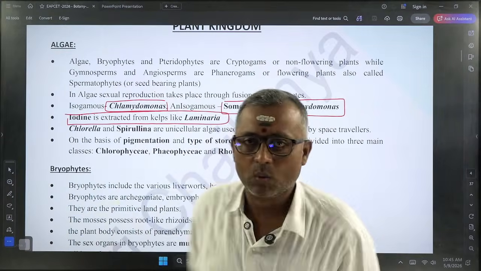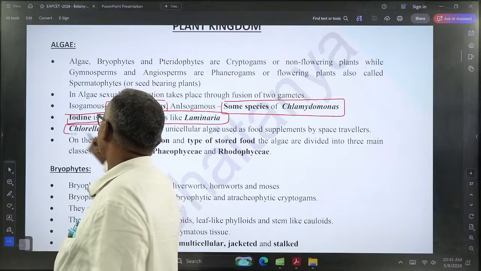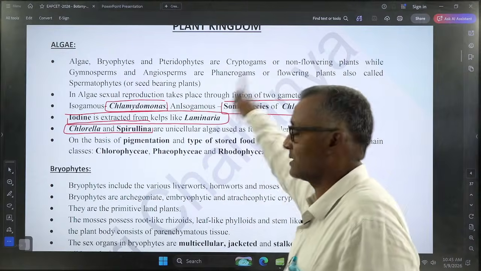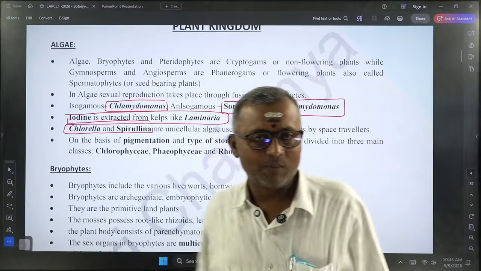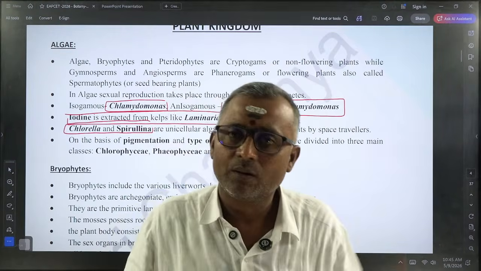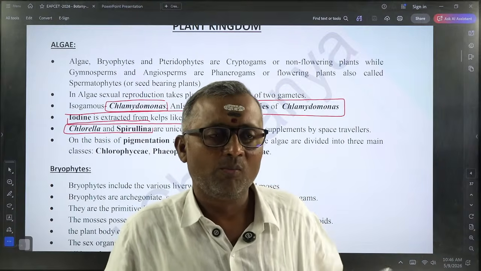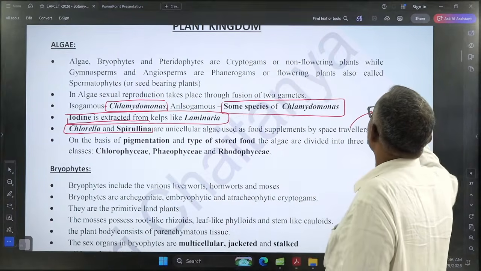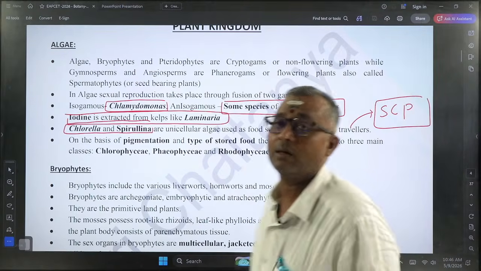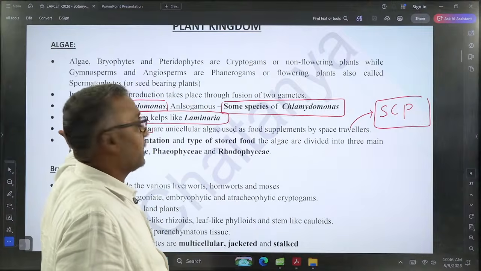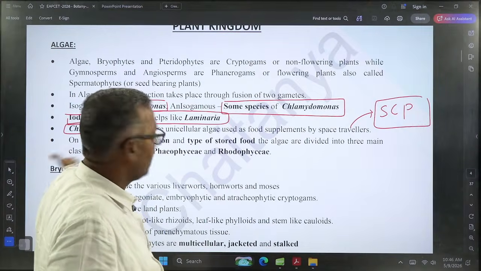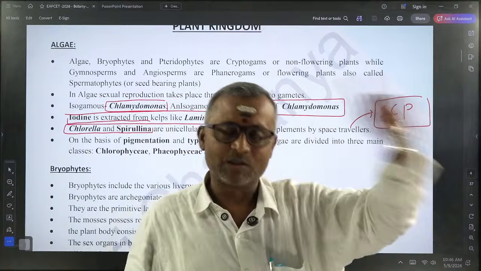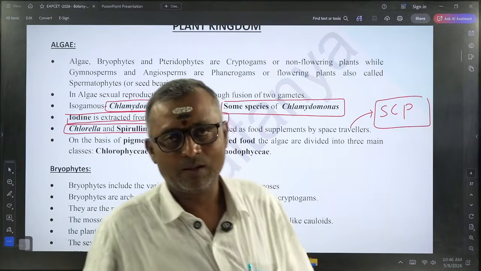Then you also know that Chlorella as well as Spirulina. Spirulina must not be given here because we are discussing the plant kingdom. Spirulina is not a plant kingdom member. It belongs to cyanobacteria. But in the state book, both Chlorella and Spirulina together were given under the example of SCP. What is SCP? Single cell protein. So Chlorella is an algal member, a unicellular alga. Spirulina is a prokaryotic bacterium. Both are used by space travelers as a source of food during space travel, as SCP, single cell protein.